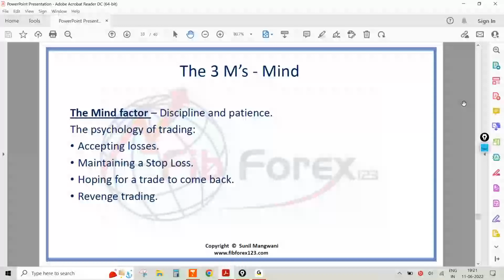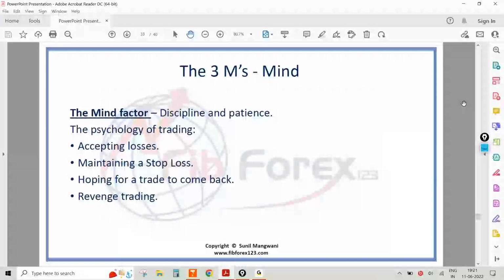Accepting losses, not very easy. A trader must learn to accept losses. Maintaining a stop loss. I hear a lot of excuses from traders who don't keep a stop loss. That the broker can see my stop, and then he will drive price to take out my stops. I get stopped out. But this is exactly what happens. This is what we discussed in the last webinar. That's exactly what they tend to do. And you have to avoid that by maintaining the correct stop losses at the correct levels.